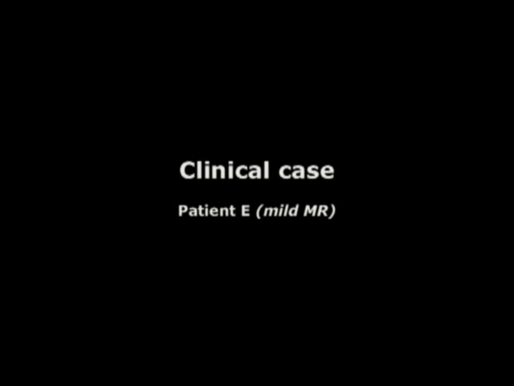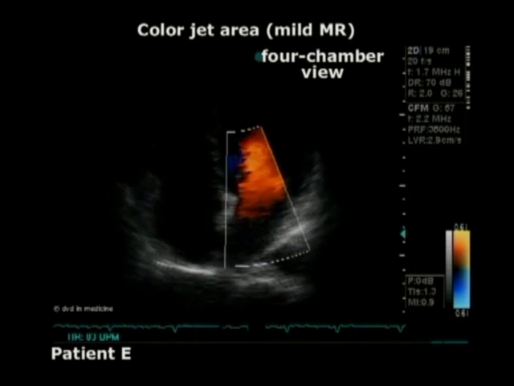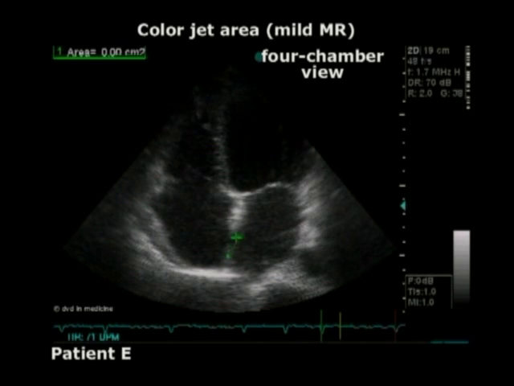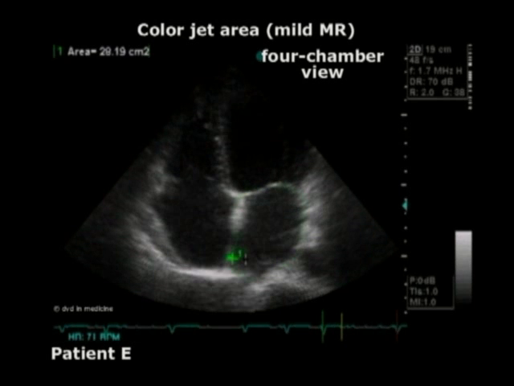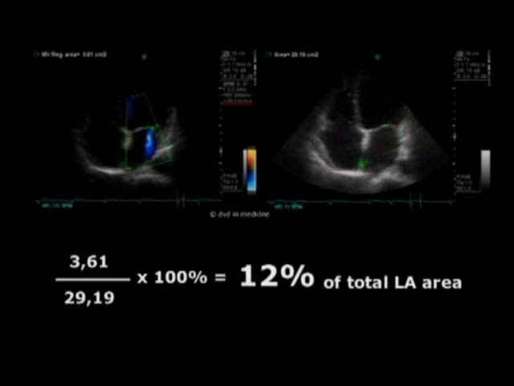Patient E with mild MR. The jet area is 3.6 centimeters squared. The LA area is 29 centimeters squared. The jet area is 12% of total LA area.